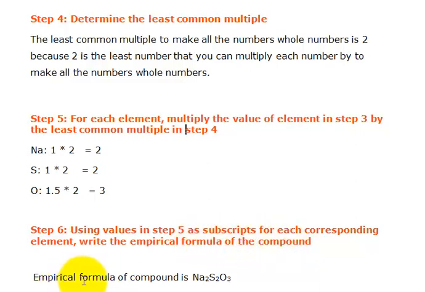Step 6. Using values in step 5 as subscripts for each corresponding element, write the empirical formula of the compound. So the empirical formula of the compound: for sodium, the subscript will be 2. For sulfur, the subscript will be 2. And for oxygen, the subscript will be 3. So the empirical formula of the compound is Na2S2O3.